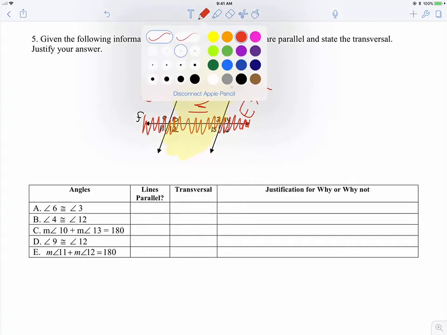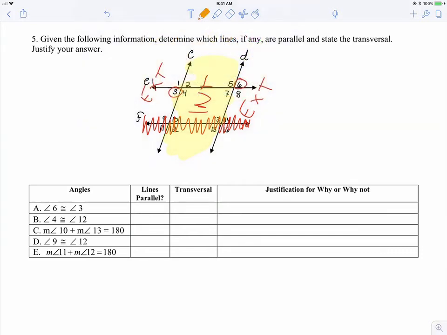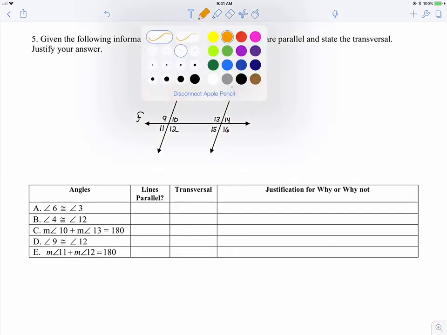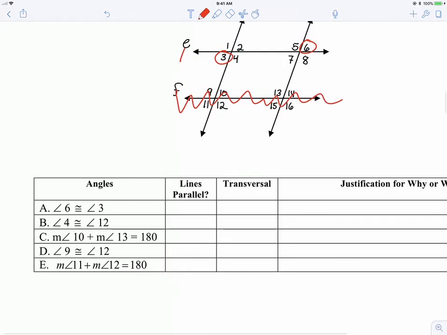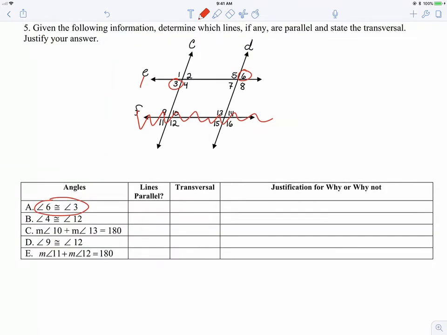Now my transversal is right here, and the 3 is underneath the transversal and the 6 is above, so they are alternate. So these angles look to be alternate exterior. So what that means is alternate exteriors are supposed to be congruent, and they tell me they're congruent. So yes, the lines are parallel. Which lines? Line C is parallel to line D.